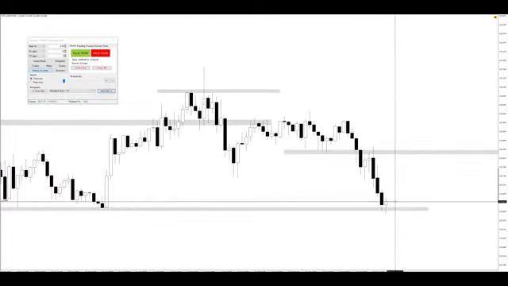So we're going to take a buy, and we're going to put a stop below the 30-minute candle, around 7 pips. Let's do 8 pips, right? Yeah, let's do 7 pips.